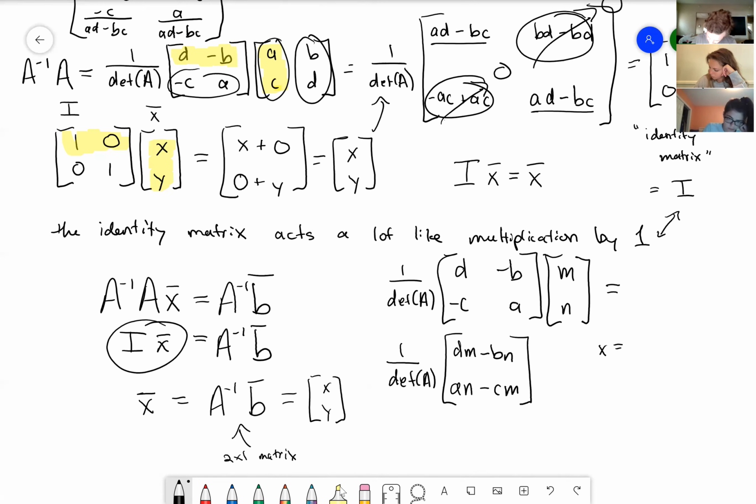We get x is equal to dm minus bn over ad minus bc, and y is equal to an minus cm over ad minus bc. And hopefully this matches what we came up with at the end of class yesterday when we went through all that work trying to figure out what they are.